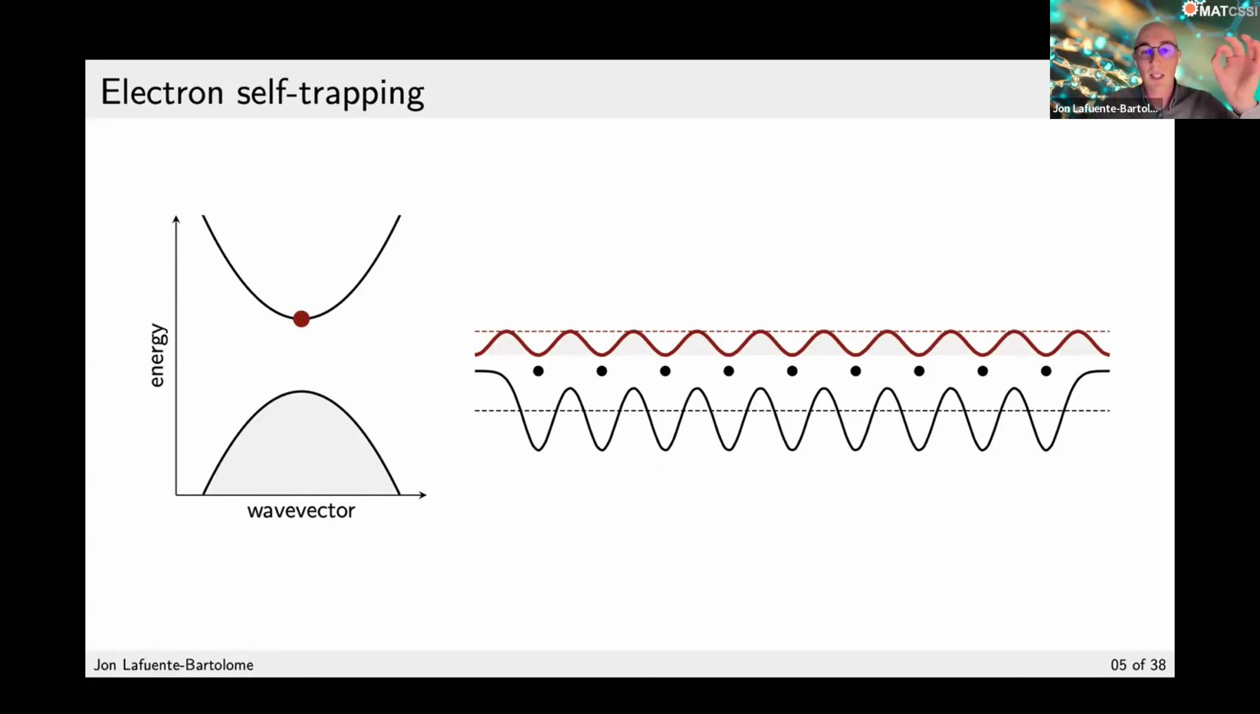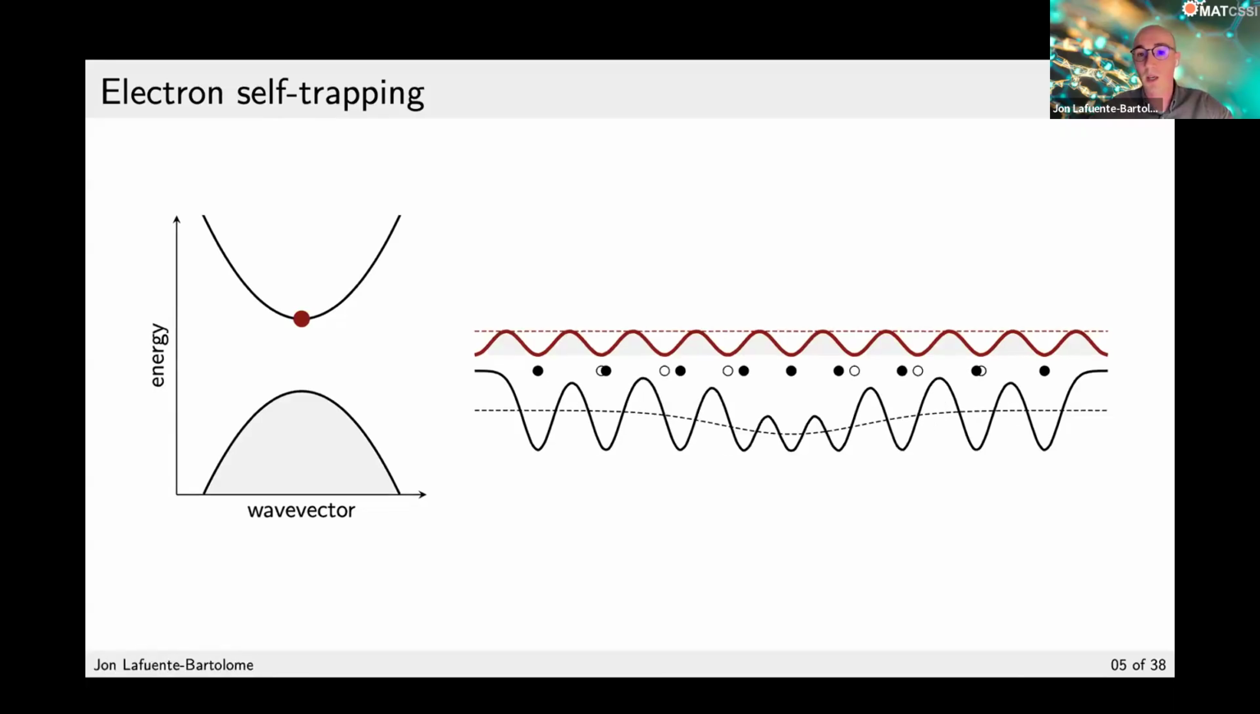Now imagine we add an electron on top of this insulating material while keeping the atoms totally fixed, frozen, right? Since the material keeps the same periodicity as before, this electron will need to occupy the bottom of the conduction band. And as a result, its associated electron density will be totally periodic, right? It will inherit the periodicity of the lattice.